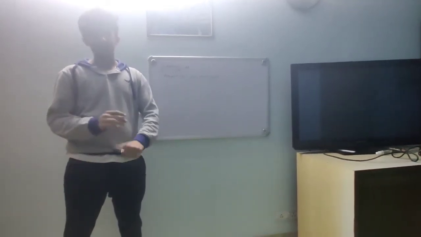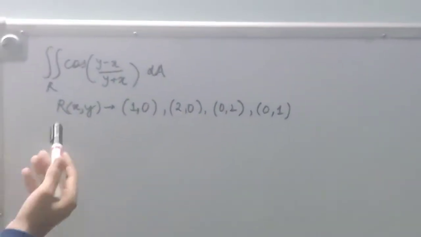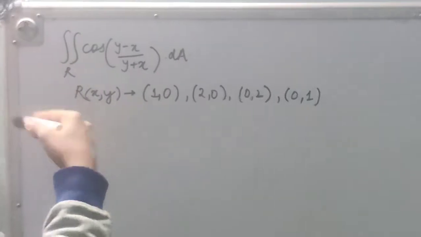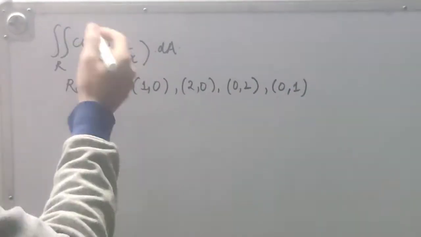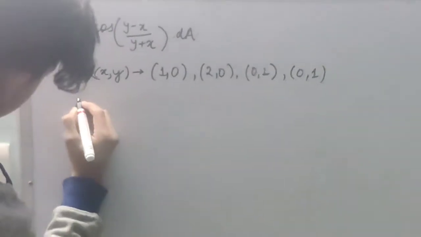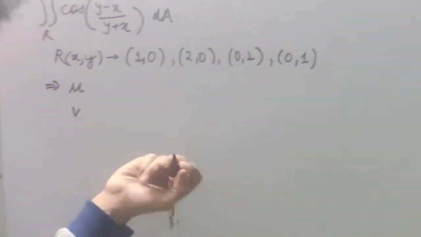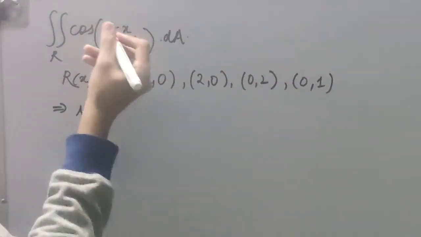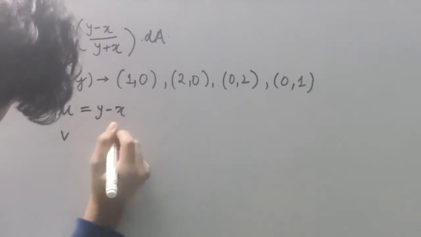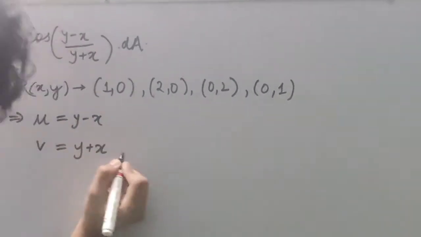This is the math and semester solution video number 2. We have this given integral whose limit is set to R, and R in the xy plane is given by these points. So just for our convenience, we'll get another two variables, namely u and v. You can name them whatever you want. And from the question, we will claim u to be y minus x and v to be y plus x.